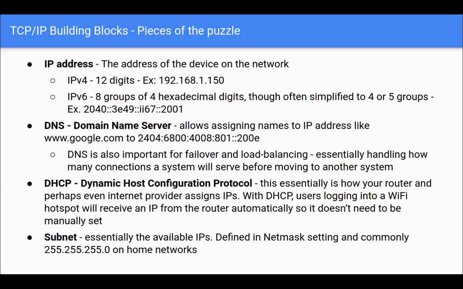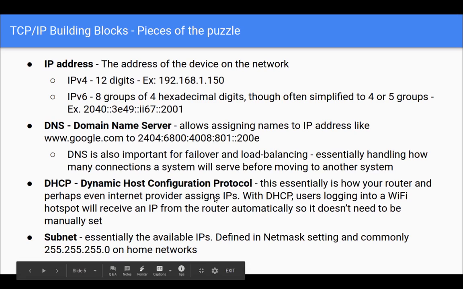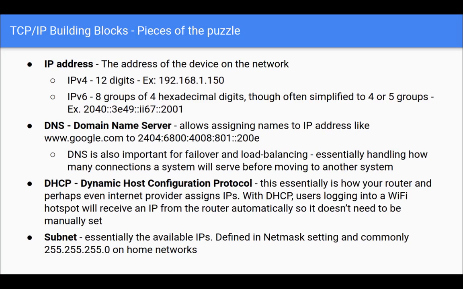DHCP is a way for networks to dynamically assign IP addresses to systems when they try to connect. So when you log on to Wi-Fi and you have the name of the Wi-Fi hotspot and you enter the password, essentially your computer is going to the router, or whatever network device is handling DHCP, and saying, okay, I would like to access the network. I've entered the valid credentials.